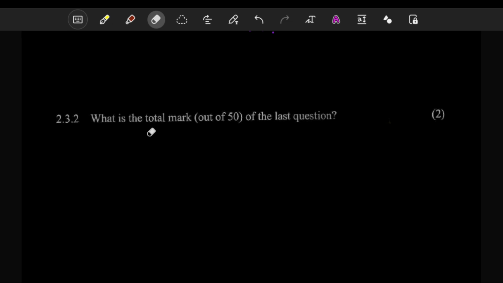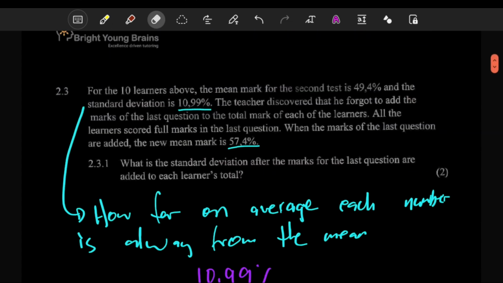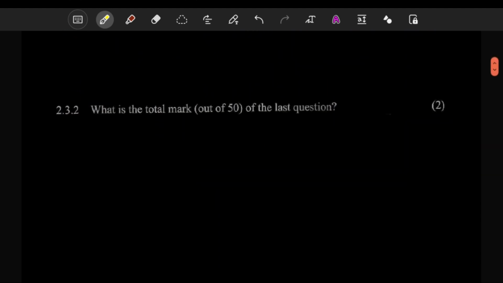It says here, what is the total mark out of 50 for the last question? Okay, so if the average changed, that's what we need to focus on. It says here, 10 learners, for the 10 learners above, the mean mark for the second test is this much. And then it says when they added the last question, they had a new average now, you see. So how many marks is this question that they're asking us to work out? It is clearly just a 2-mark question.